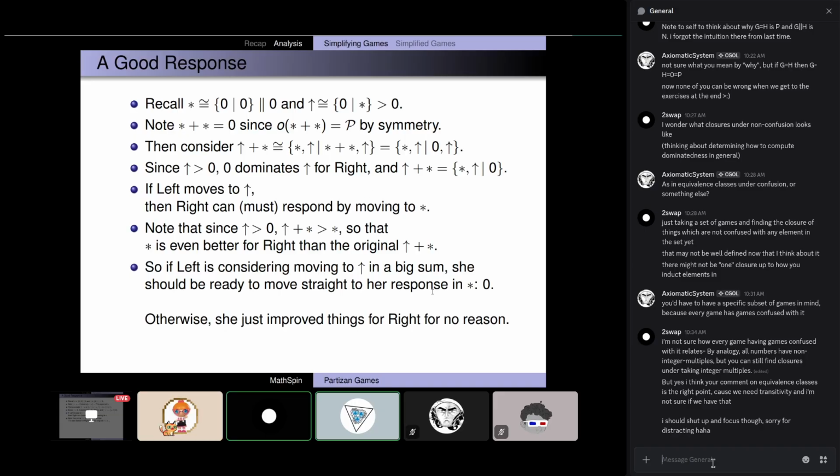But she can only move to 0. Yeah, in this case, this is a very simple case. But if she had lots of moves, then maybe she would move to her favorite move among them.